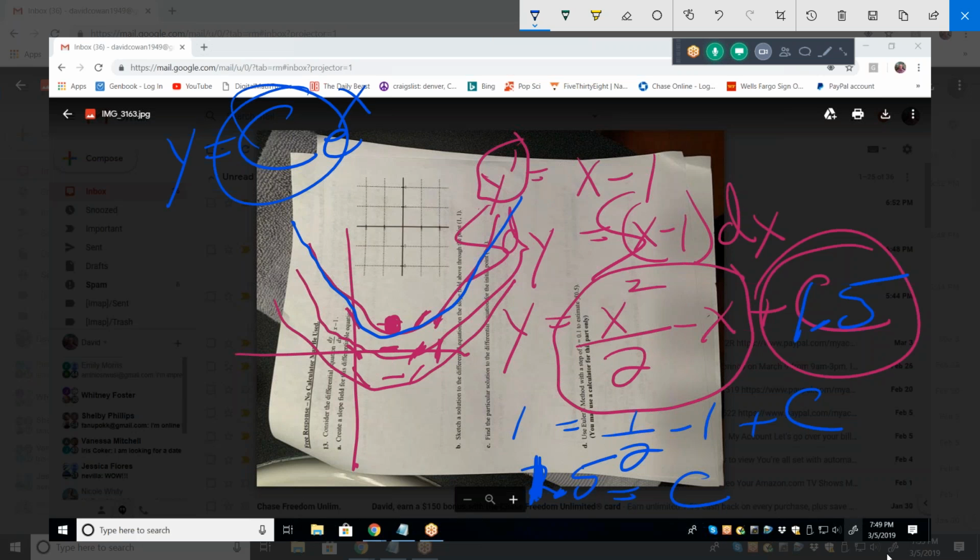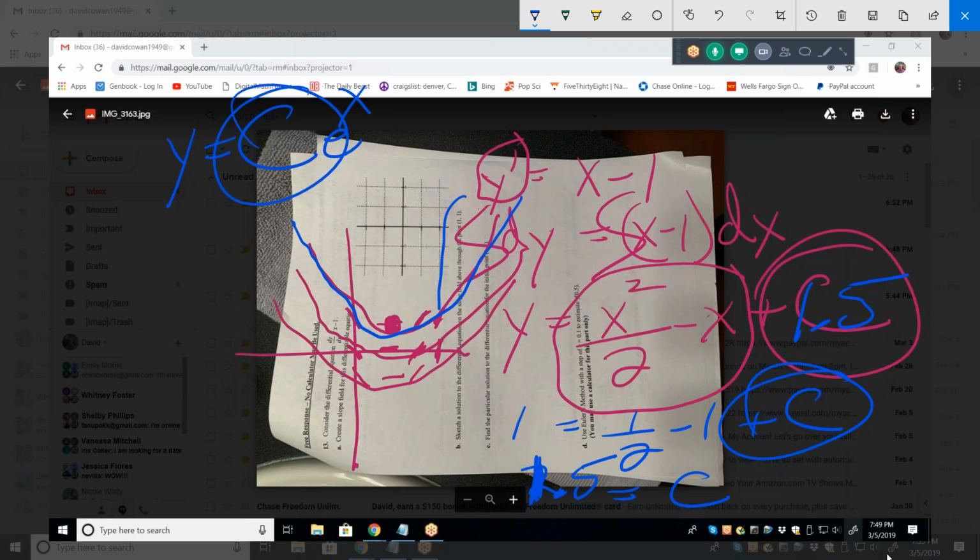Well, in this case, c is an adder. So it doesn't matter what c you have. It's not going to change the shape of my parabola. It's a vertical shift. It's going to be exactly the same shape, only moved up and down varying amounts.